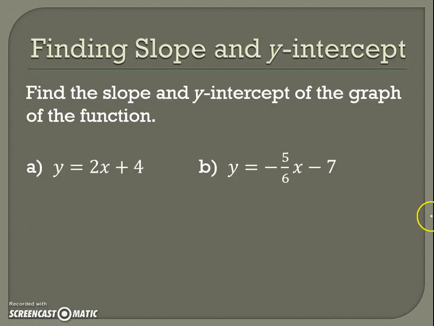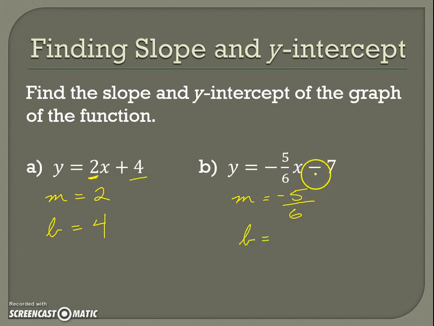Finding slope and y-intercept. Find the slope and y-intercept of the graph of the function. All right, so the first thing, you could just identify this by m for the slope. Remember, that's the value by the x. So the slope on this one is 2, and b is my y-intercept, and in that case, this one is 4. On this one, the slope is negative 5/6, and the y-intercept, be careful, it's minus 7, but that minus goes with the 7. So the y-intercept is negative 7.